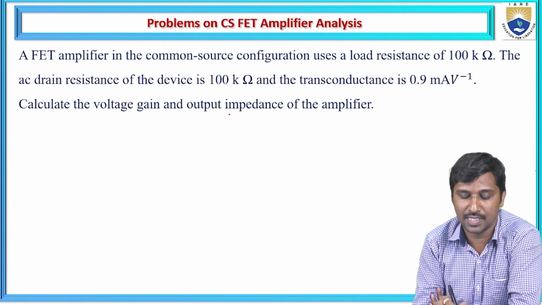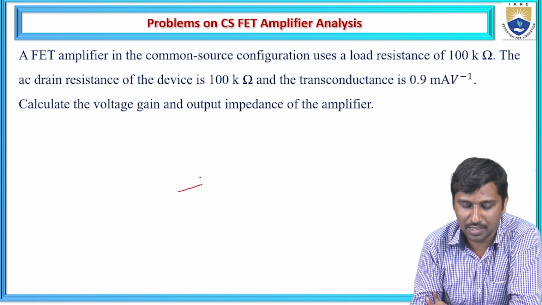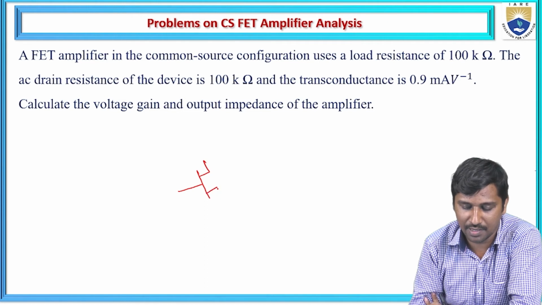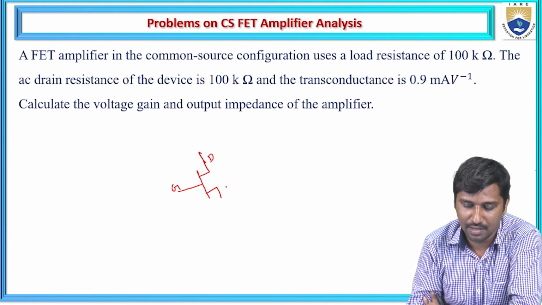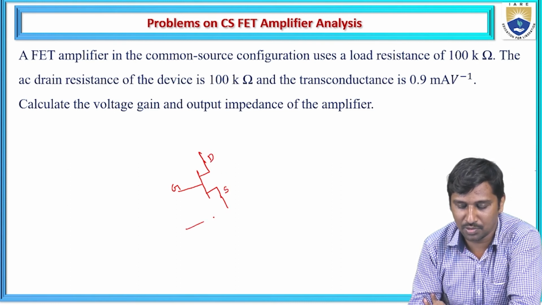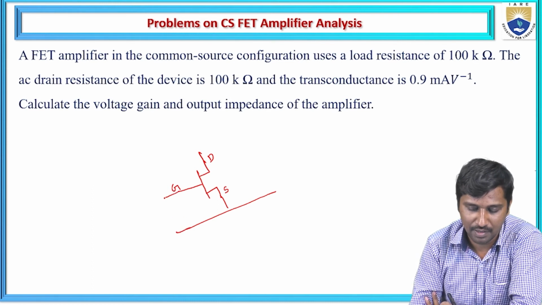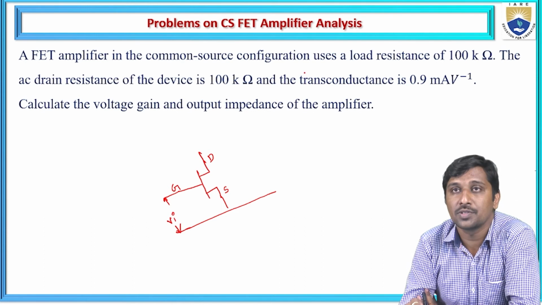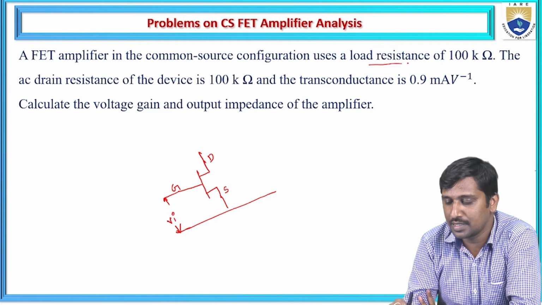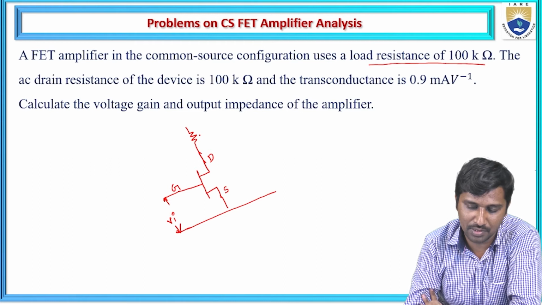Based on these given specifications, now I'm going to draw the circuit. It uses the common source amplifier, and here I use the JFET. Let us consider this is the gate terminal, drain, and source. Common source means the source is common for the input side as well as the output side. Let us take this as the input side, Vi. This common source configuration uses a load resistance of 100 kilo ohms. Hence, a load resistance is placed across the drain side. It is also called RD.